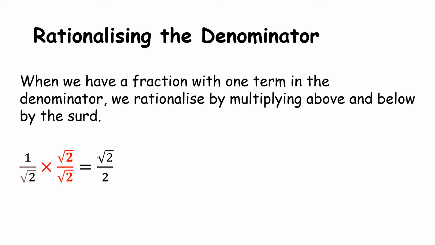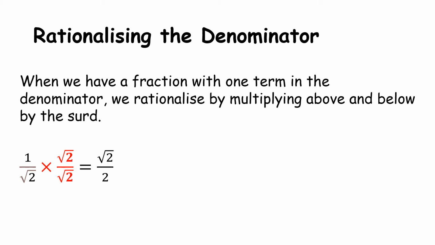So how this is actually done is the top and the bottom is multiplied by the irrational piece of the denominator. So in this case, the whole denominator is irrational. So we multiply above and below the line by root 2. So if we multiply above and below the line by the same thing, so root 2 over root 2, what we're effectively doing is multiplying it by 1. So we're not changing the value of the fraction. So remember, to multiply fractions, we multiply across the top.